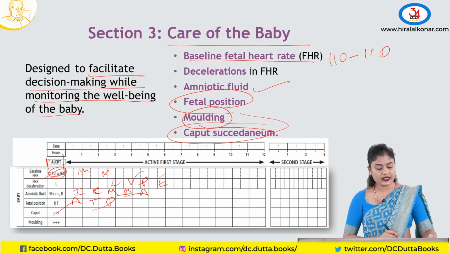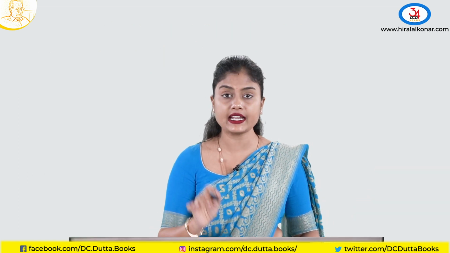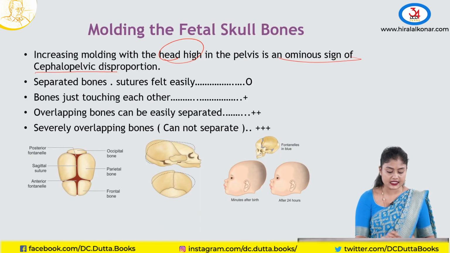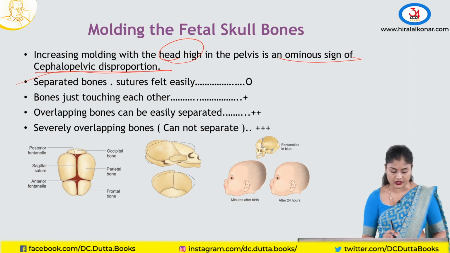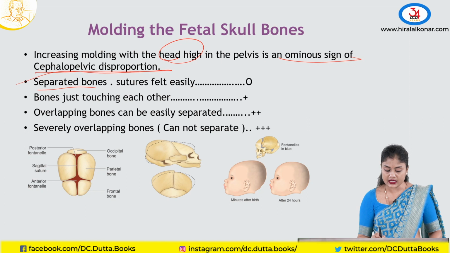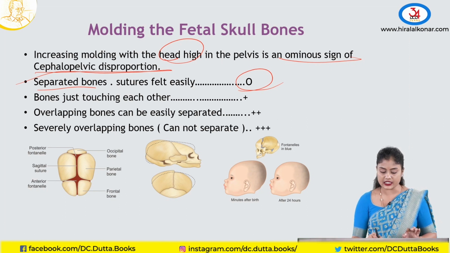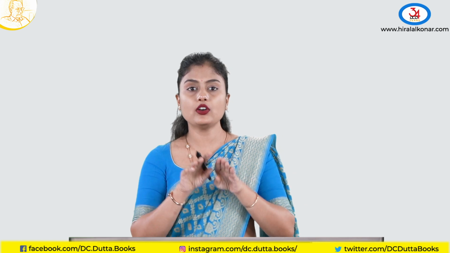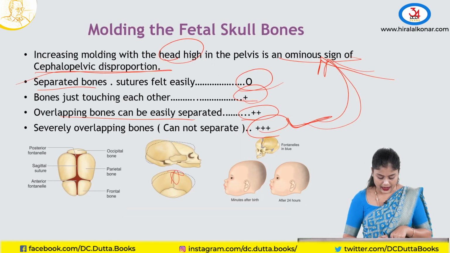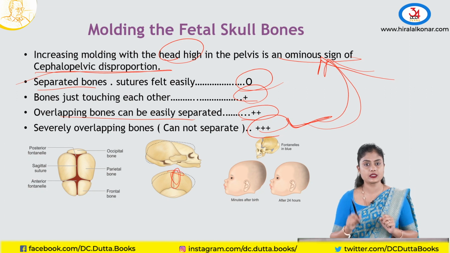So coming to the caput and moulding, let me show you how you assess moulding and grade it. So increasing moulding with head high. If the moulding is increasing and the head is still high in the pelvis, it is an ominous sign that there is a cephalopelvic disproportion. So it is one of the good or early identifying signs for cephalopelvic disproportion. If the bones or the suture lines are separated, then you say it as no moulding. You can feel the suture lines easily, then it is no moulding. Bones just touch each other, then it is +1. If the bones overlap but can be easily separated, then it is +2. So the severely overlapping suture lines, as in here, if they are severely overlapping and cannot be separated easily, it is grade 3 moulding or +3 moulding, and it is a sign of cephalopelvic disproportion where the head has some obstruction to get descended down into the pelvis.